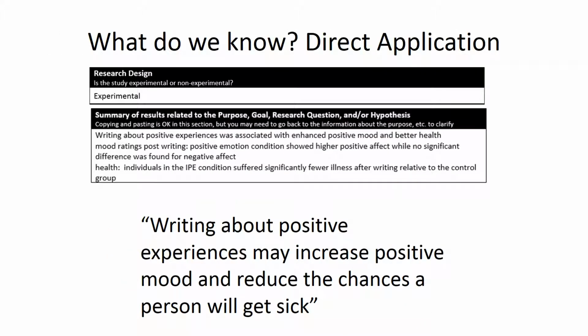If we think about the direct application of the results from the Burton and King study, then, we can start by noting that it was an experiment, and then review the summary of the results. When we think or write about what we know from the results, we could say something along the lines of, writing about positive experiences may increase positive mood and reduce the chances a person will get sick. The phrase may increase and reduce suggest cause and effect, which is okay since this was an experimental study.